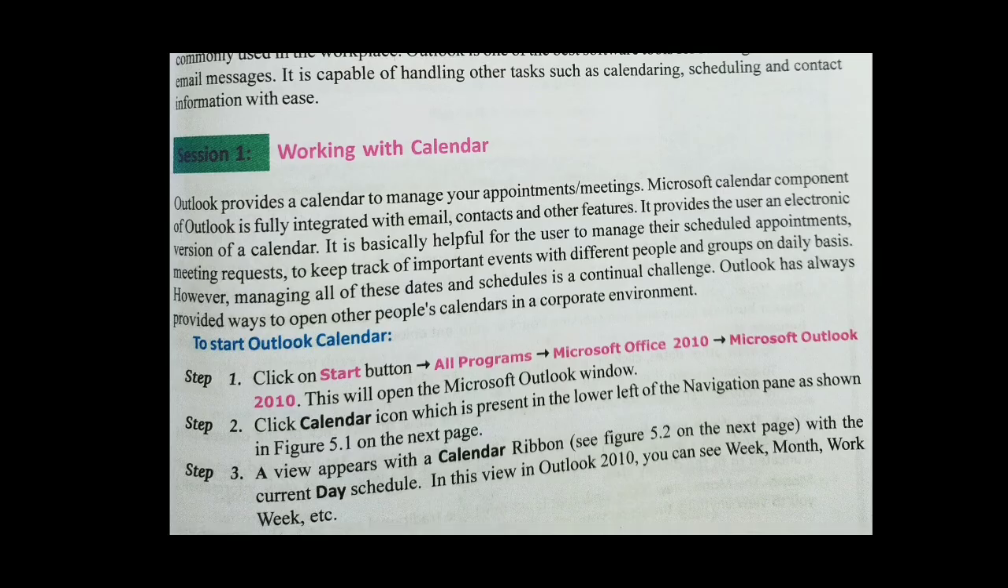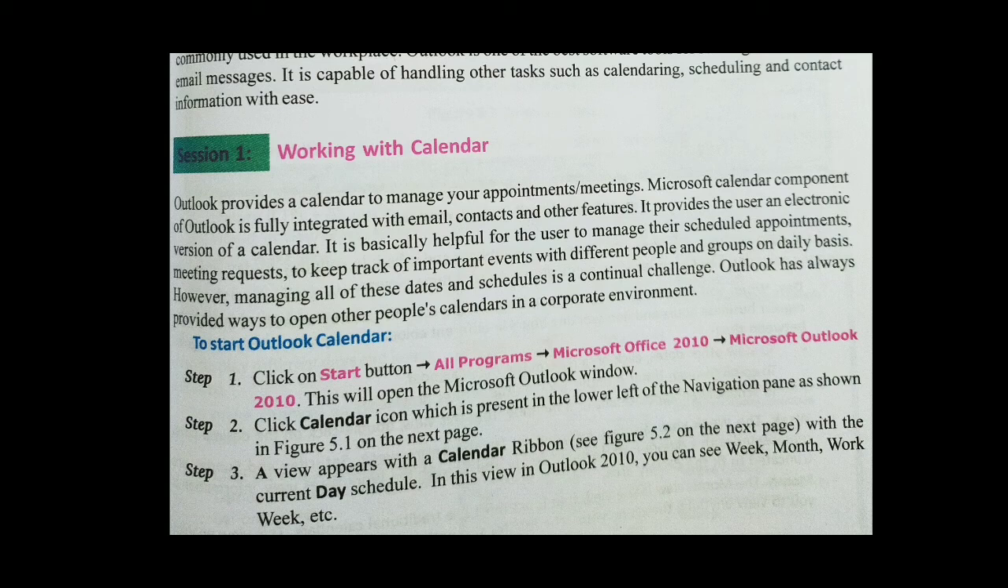So let us see how to start Outlook. First you click on the start button, then go to all programs. There is Microsoft Office 2010. If another version is there, then Microsoft Outlook is also there with that version. Now it is 2010. If it is 2007, then the calendar option is also there. Then Microsoft Outlook 2010 will open.